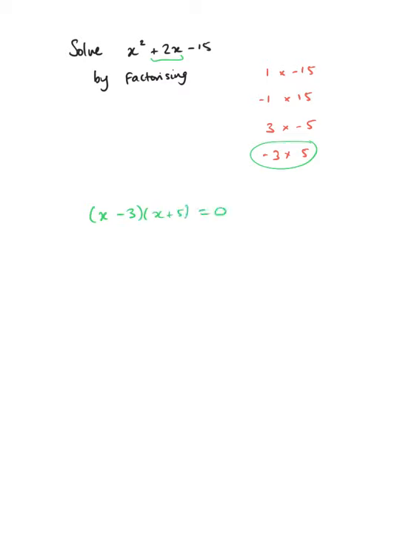And because we're solving, we're going to make it equal 0. And as we did before, we'll change the signs. So that's going to give me x equals 3, and that's going to give me x equals minus 5.